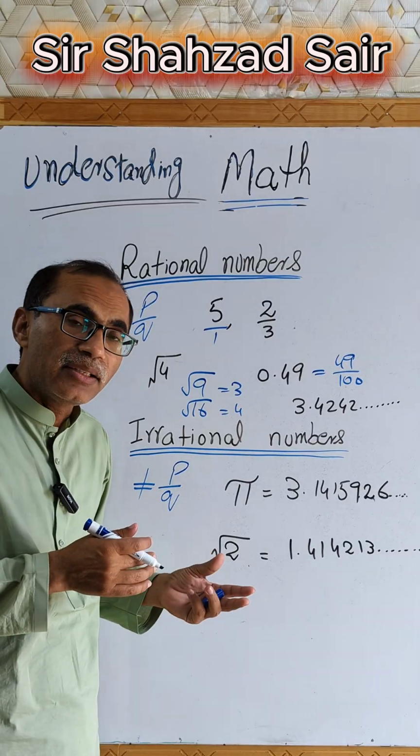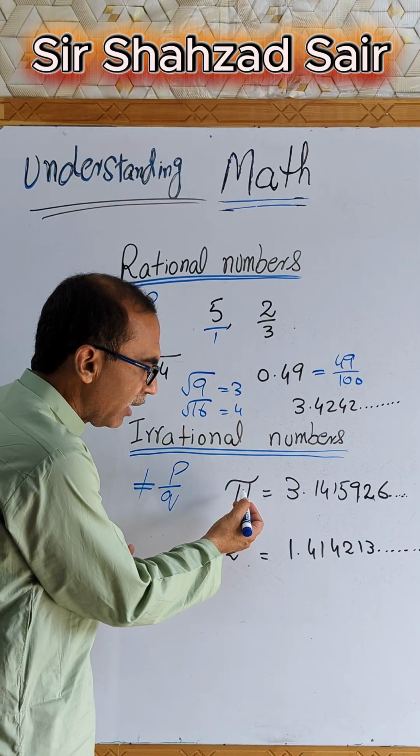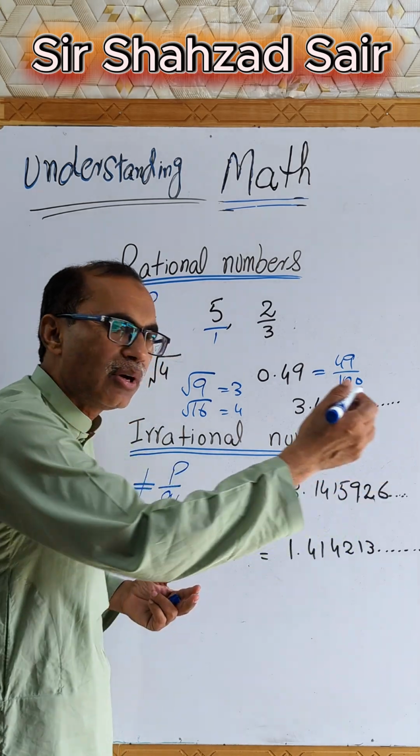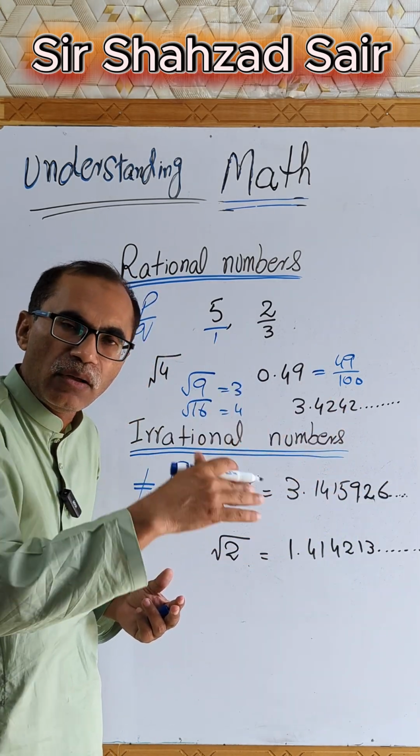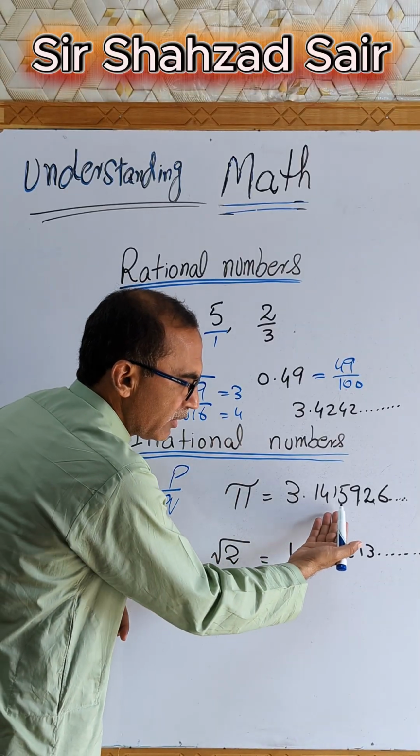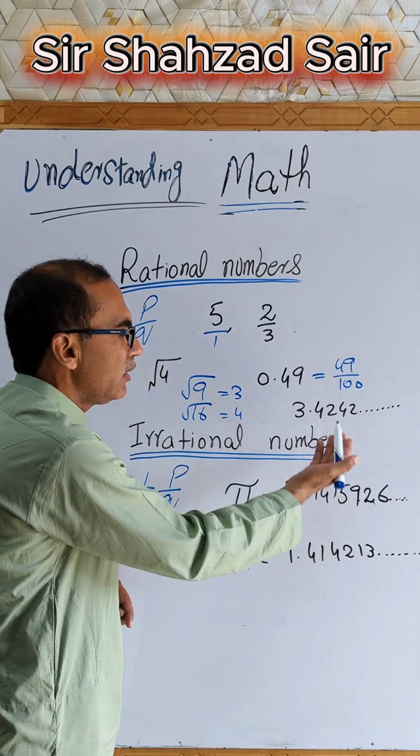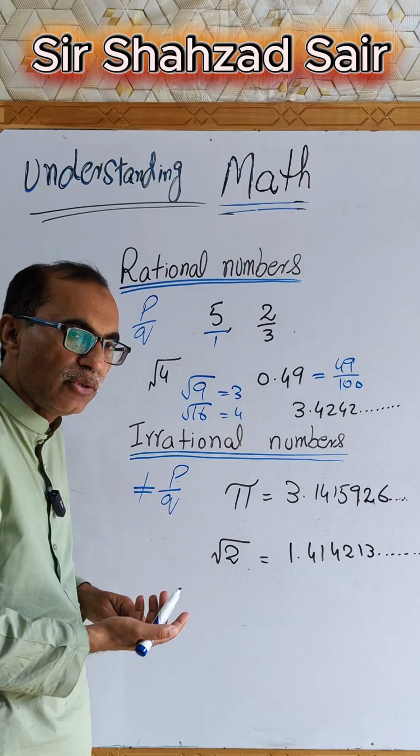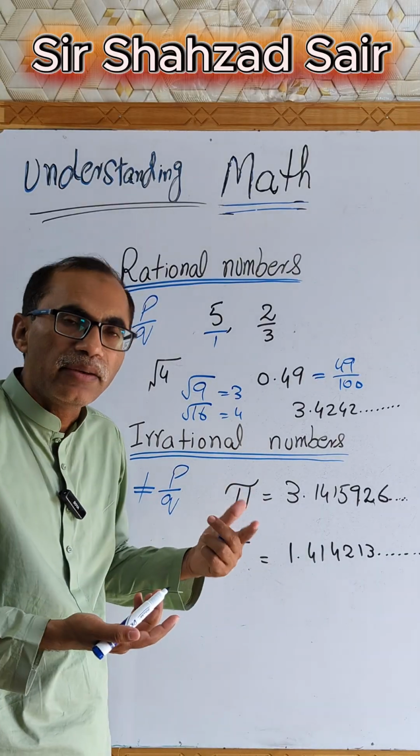Now these are the special numbers, just like pi. Pi is equal to 3.14159 26 and so on. It goes on and on and on. It doesn't terminate itself. And since it has no specific pattern, we cannot write it in the form of a rational number. It cannot be written in the form of P over Q. So pi is an irrational number.